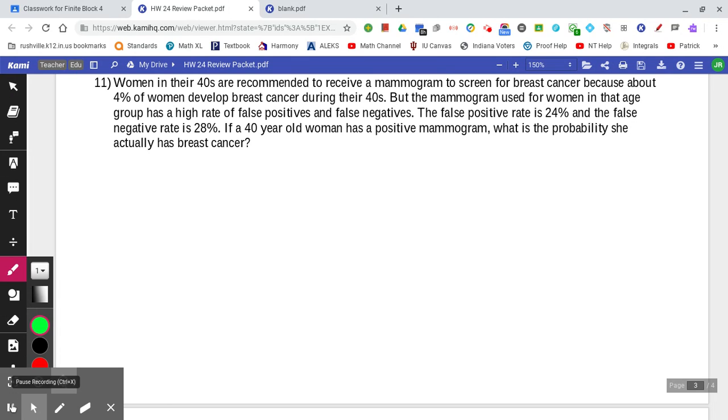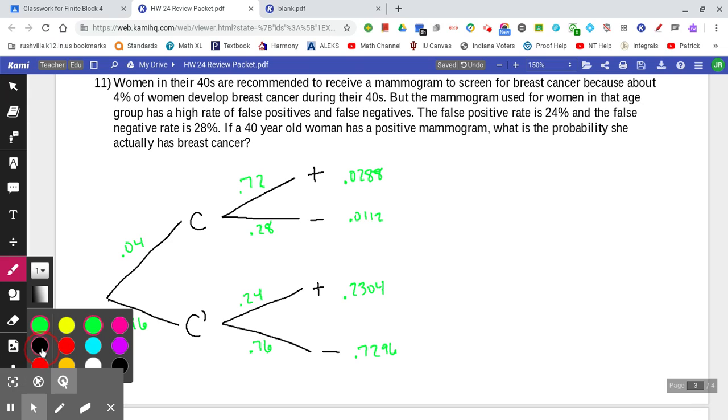This next one is also appropriate to use a tree diagram for. So if you want to pause the video, I will as well, and get that tree diagram made. So here's what you should have come up with, a tree diagram. So first thing is cancer or no cancer. All right, so they're either going to have cancer or they're not going to have cancer.